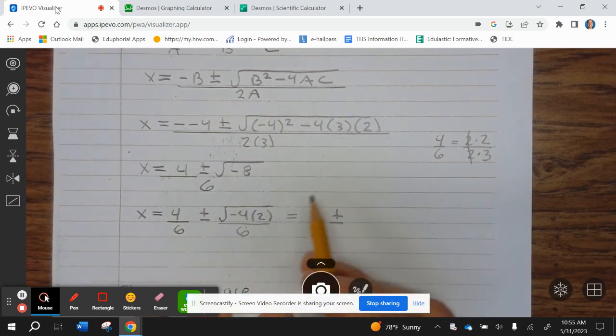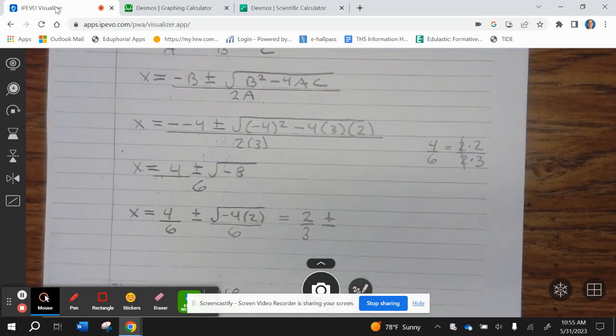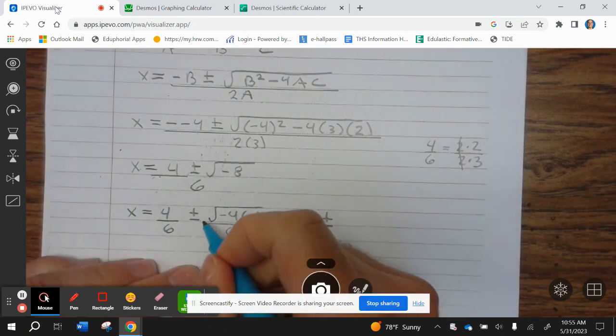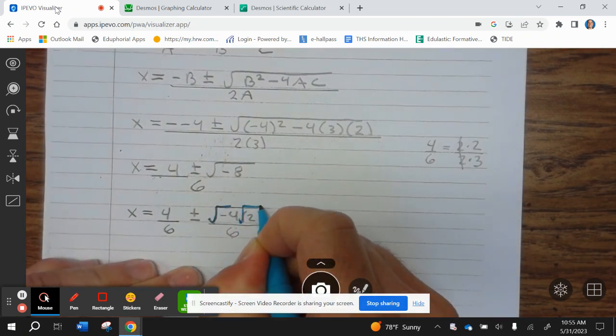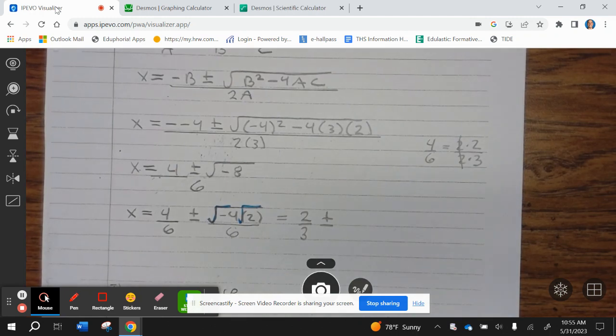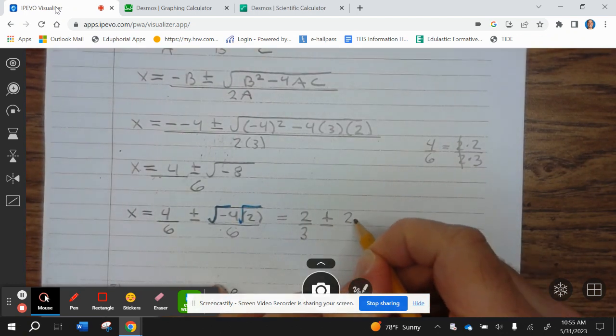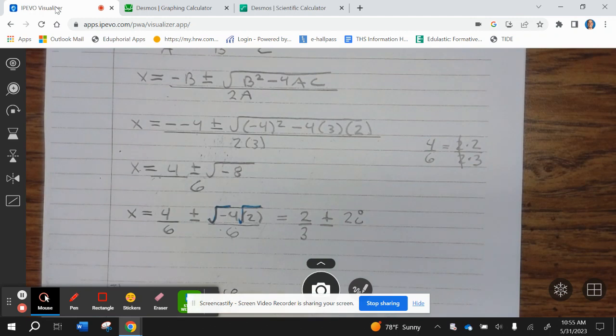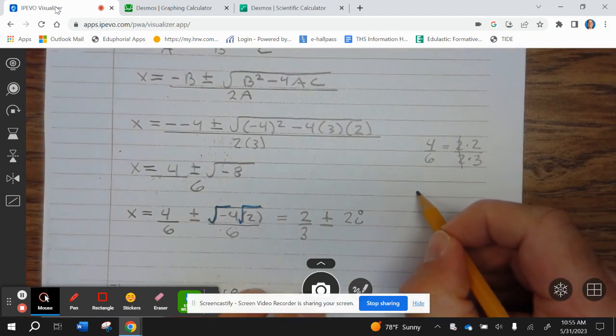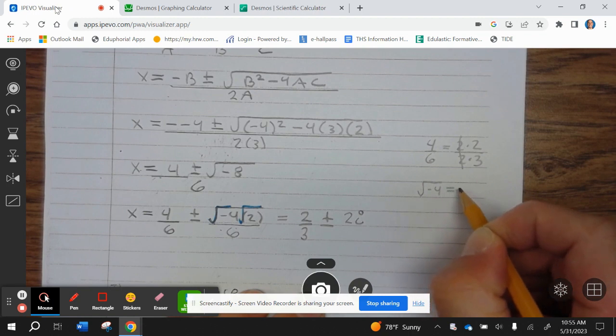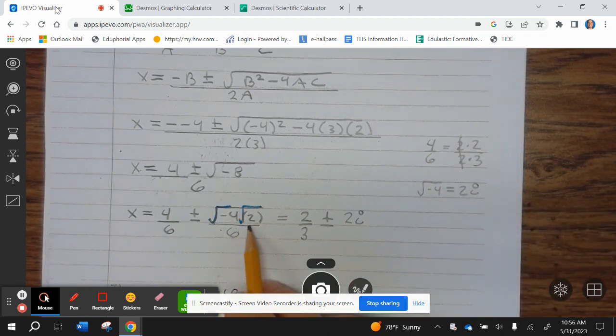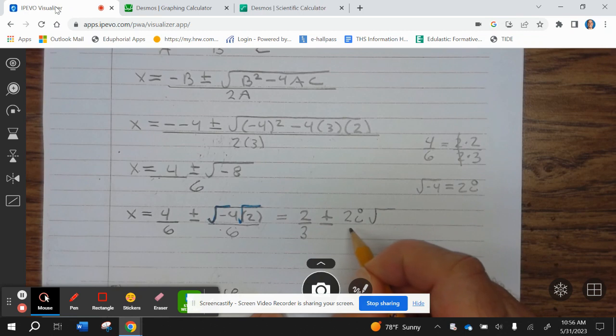Now we can take the square root separately. So we can take the square root of -4 and the square root of 2. Well, the square root of a negative number is imaginary. The square root of 4 is 2. So the square root of -4 equals 2i. And then the square root of 2 is the square root of 2, divided by 6.